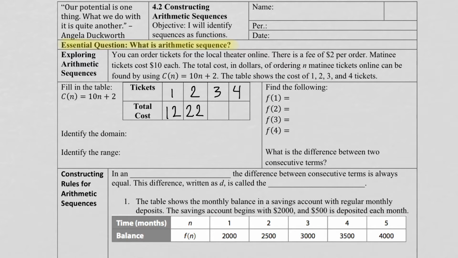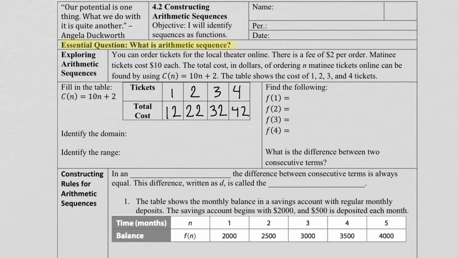22. Let's go to the next one. 3. 10 times 3 plus 2. That's 30 plus 2 is 32. And the last one, 4. 10 times 4 plus 2. 10 times 4, that's 40, plus 2 is 42. There you go. So the values for 1 ticket is 12, for 2 tickets is 22, for 3 tickets is 32, for 4 tickets is 42.